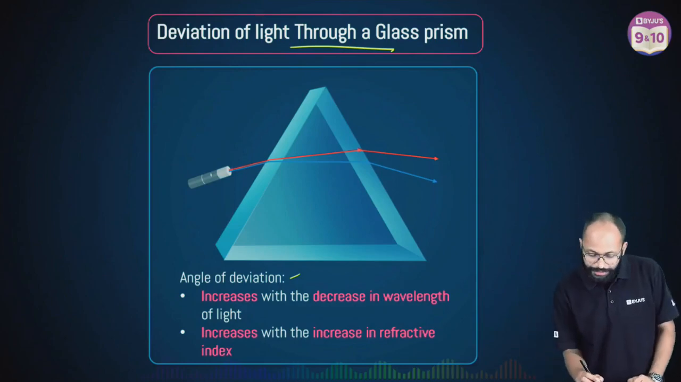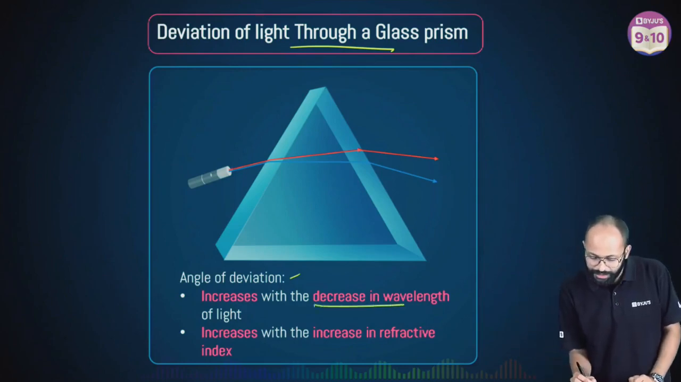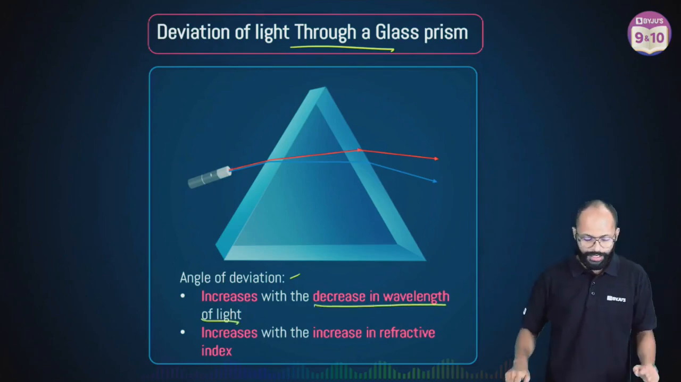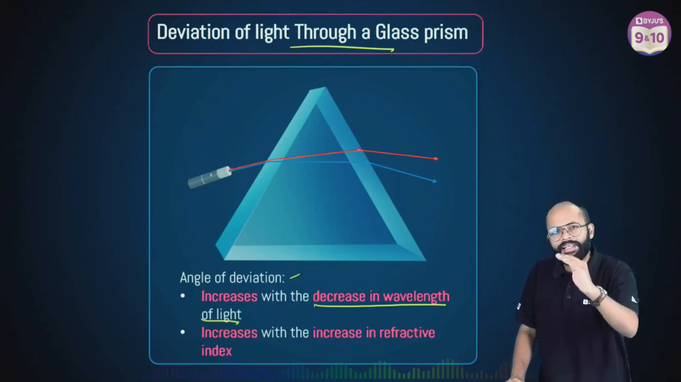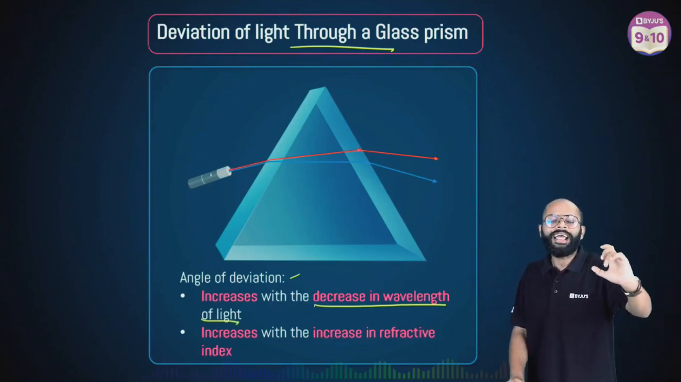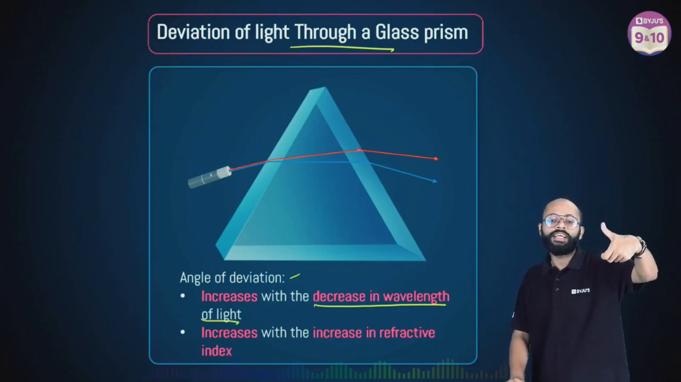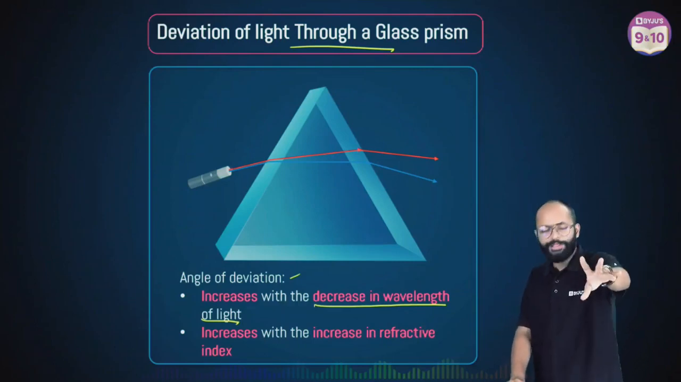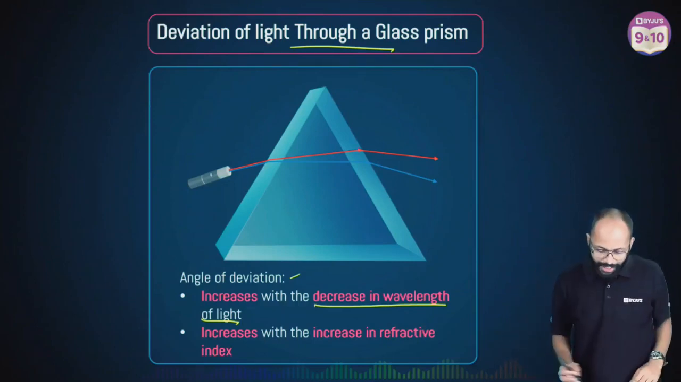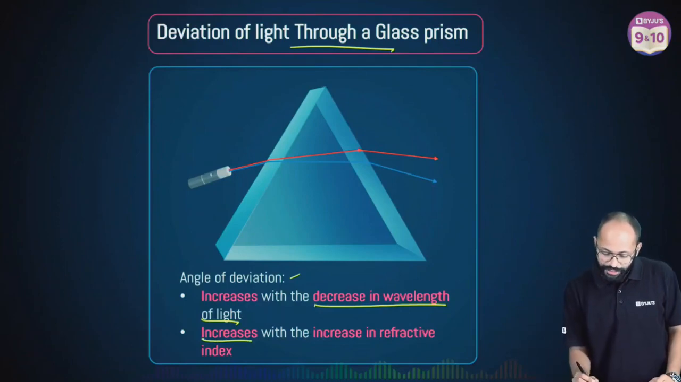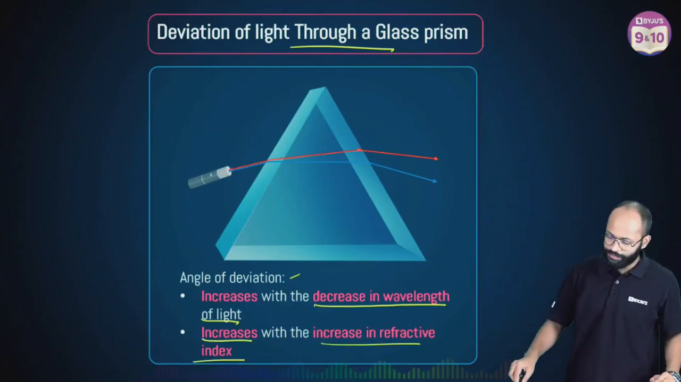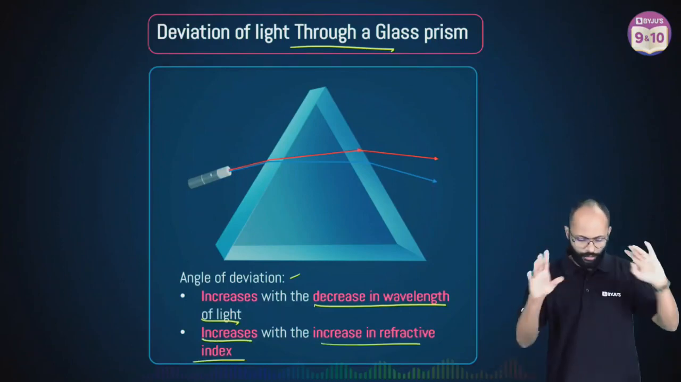First, it increases with the decrease in wavelength of light. If the wavelength of light decreases, the angle of deviation will increase. I'll explain it to you, but first listen to me. And the angle of deviation will increase with the increase in refractive index. Now let's understand this, listen carefully.